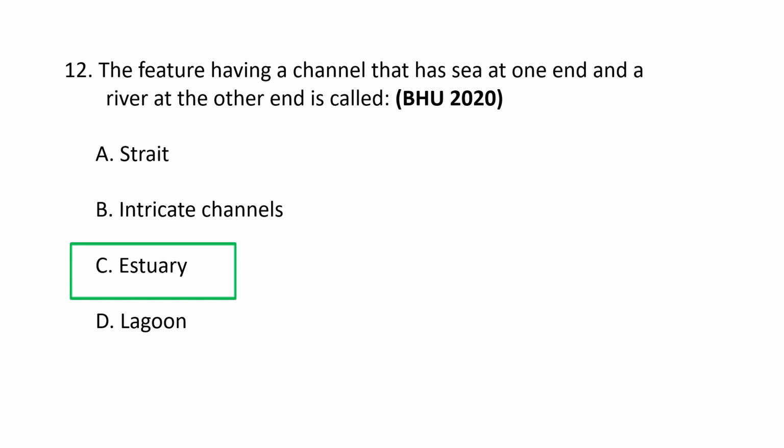An estuary is a coastal body of water where a river meets the sea and the fresh water from the river mixes with the salt water from the ocean. This mixing of fresh and salt water creates a brackish water condition. Estuaries are also characterized by tidal influence, where seawater flows in and out with the tides. So the correct option is C, estuary.